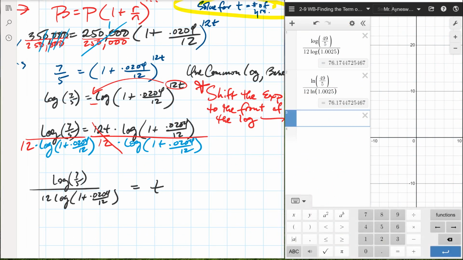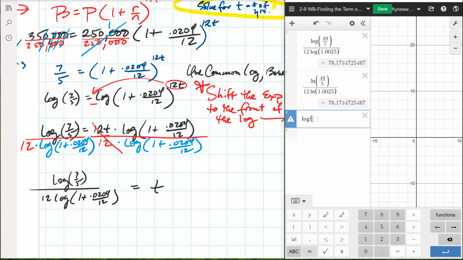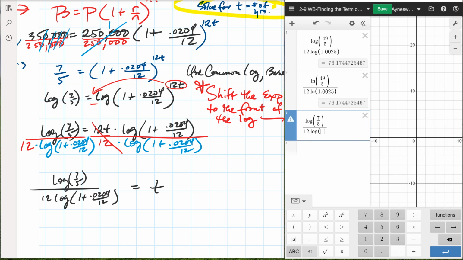So you type it in. Hit function, select log, the common log. 7 divided by 5. And then, oops, that's incorrect. You have to get out of the denominator, then close out the parentheses, then hit the division button. So be careful there. And then multiply it by 12 log. If you're on a keyboard, you just type in log, but I'm using the digital keyboard here. 1 plus 0.0204 divided by 12, because we're doing this monthly.